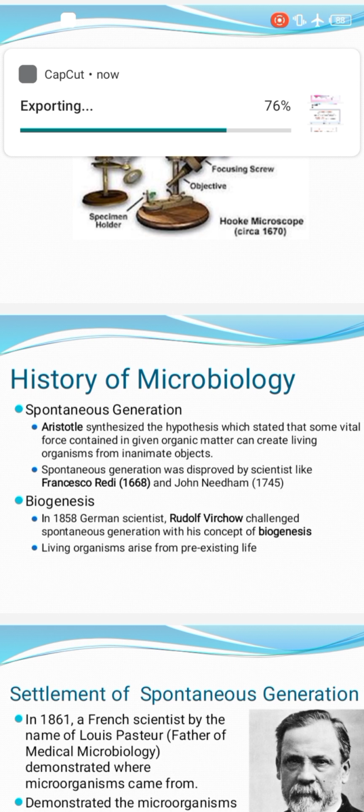The first hypothesis was that inanimate objects, meaning non-living objects, help in the creation of organisms, so the non-living gave rise to the living. The second hypothesis was that the living arise from the living. This is the settlement of spontaneous generation.